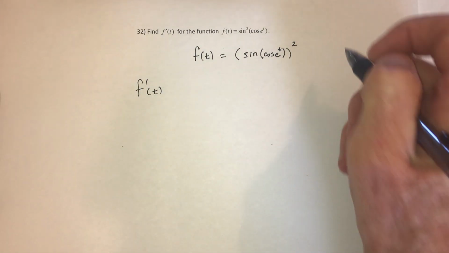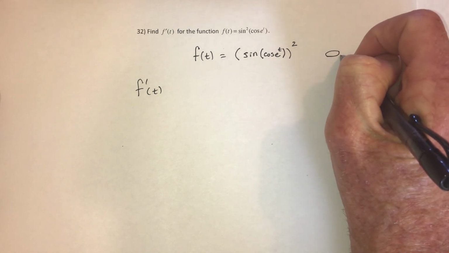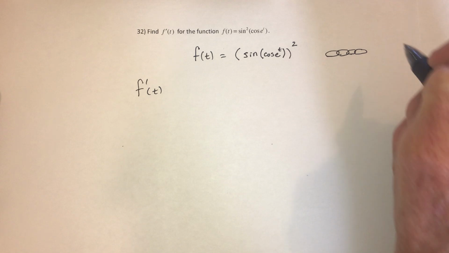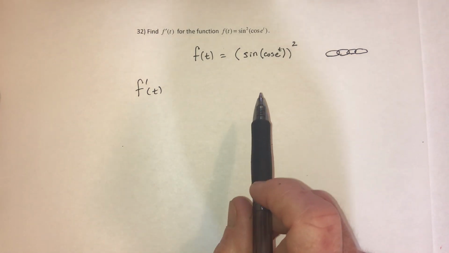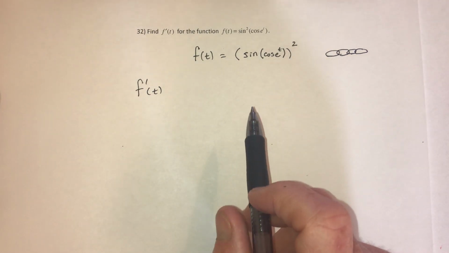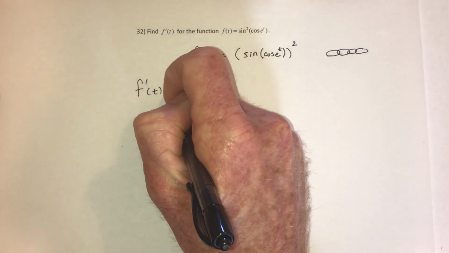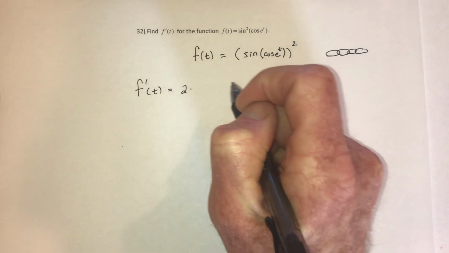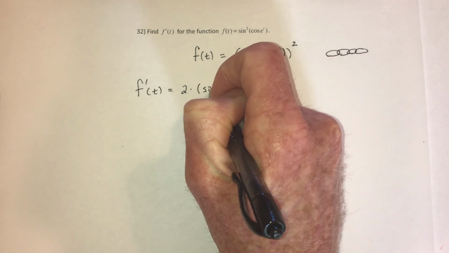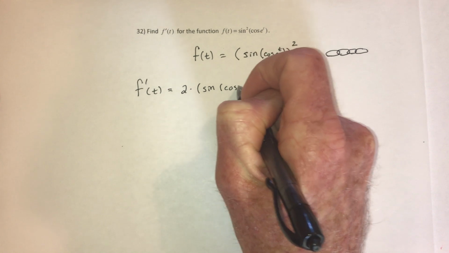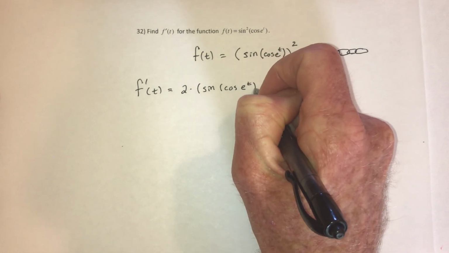So the chain rule is called the chain because it's like the links of a chain that are linked together, one after another after another. And we're going to have, looks like 4 links on our chain. First of all, take the derivative of the outside. So the 2 goes down in front and multiplies. And then subtract 1 from the exponent. So that leaves inside the parentheses sine of cosine of e to the t.